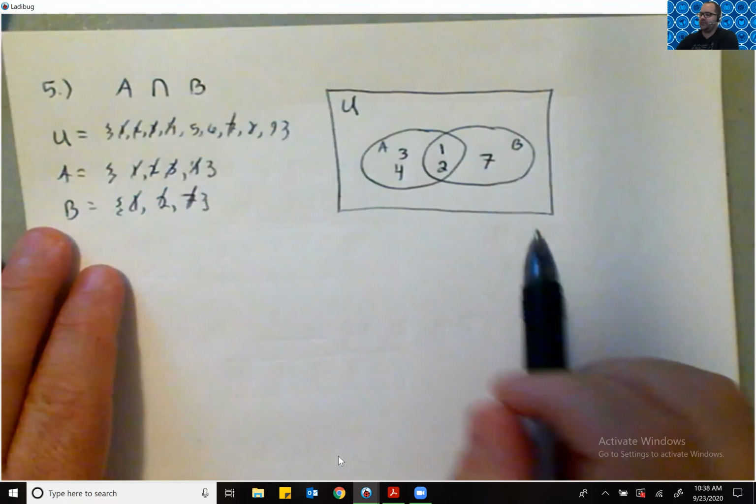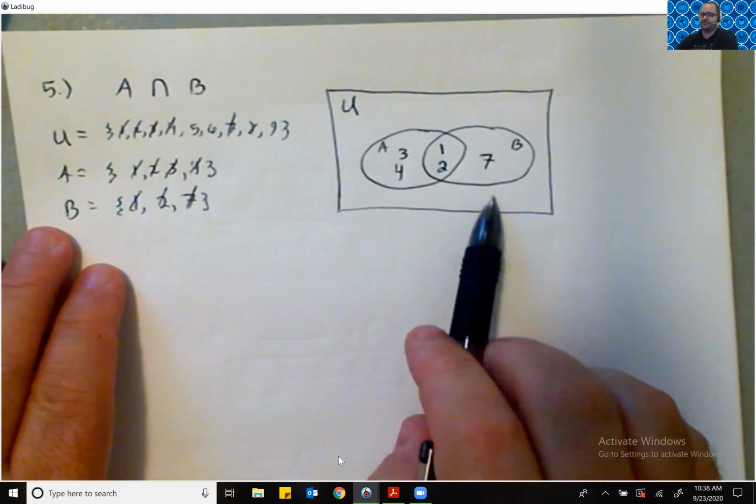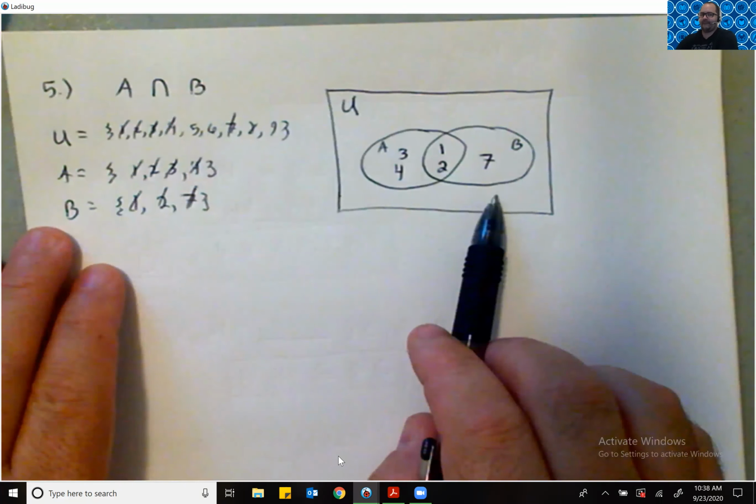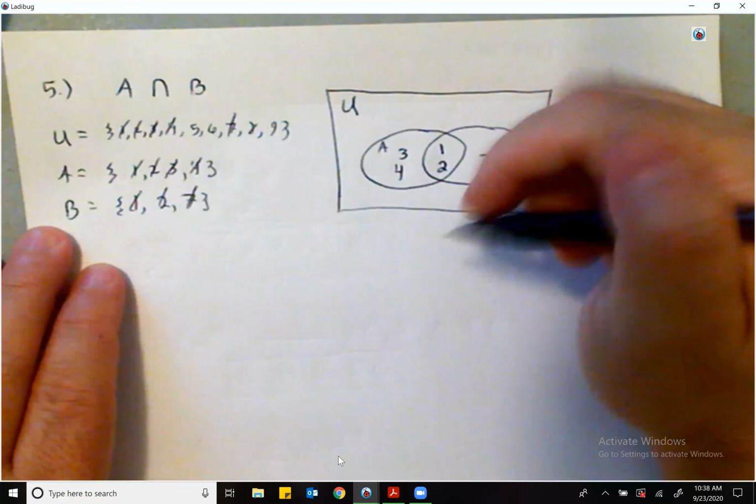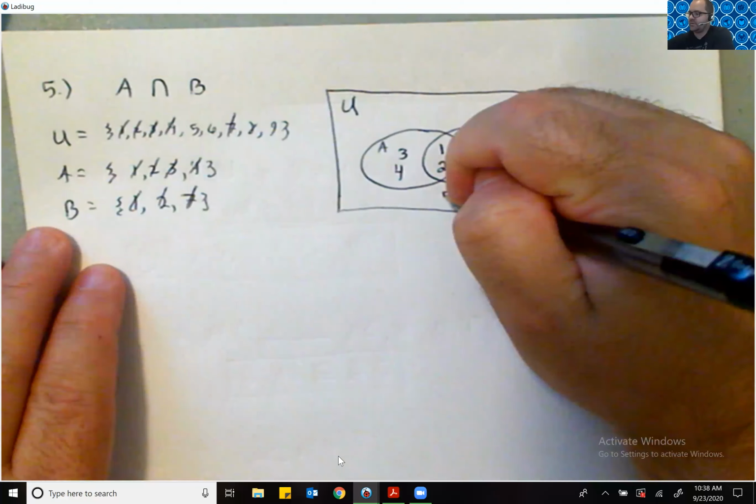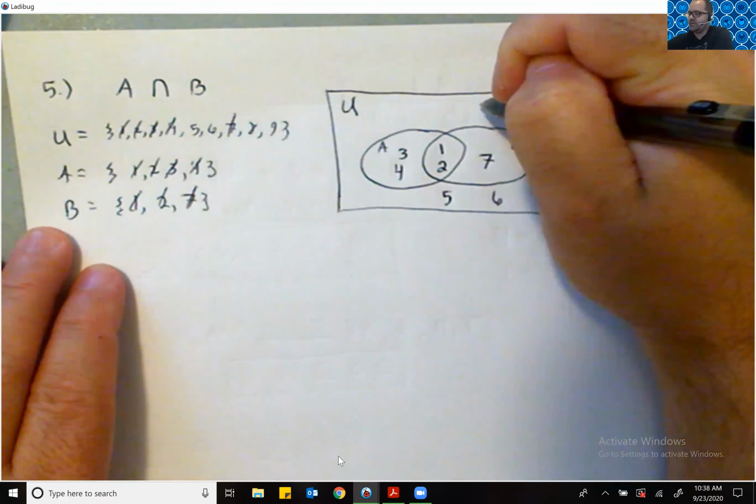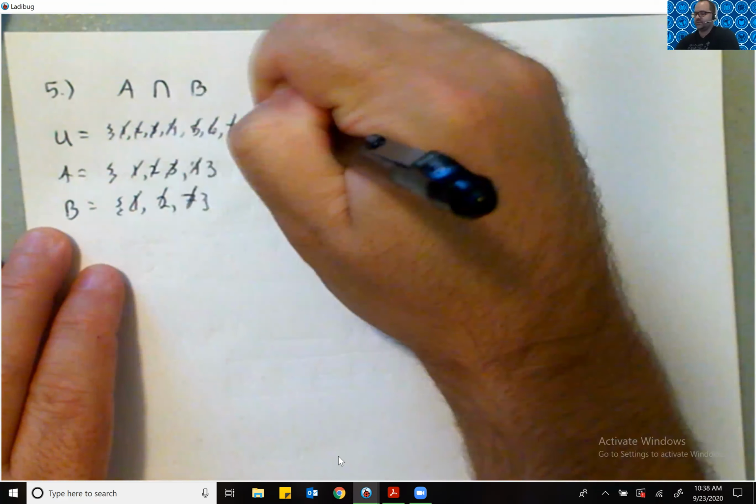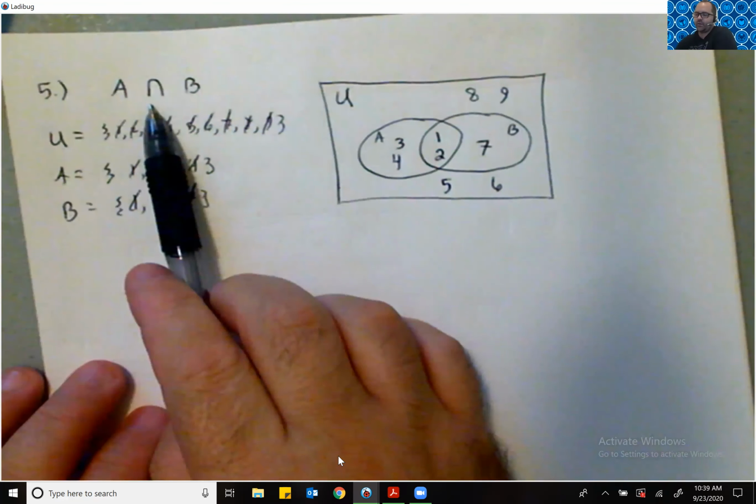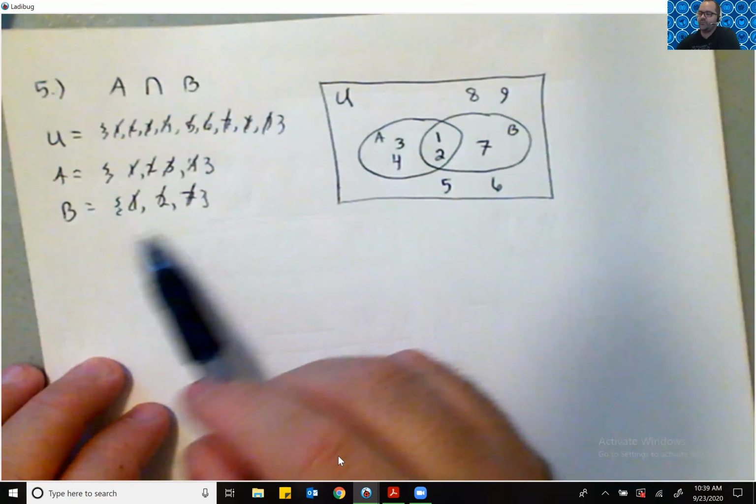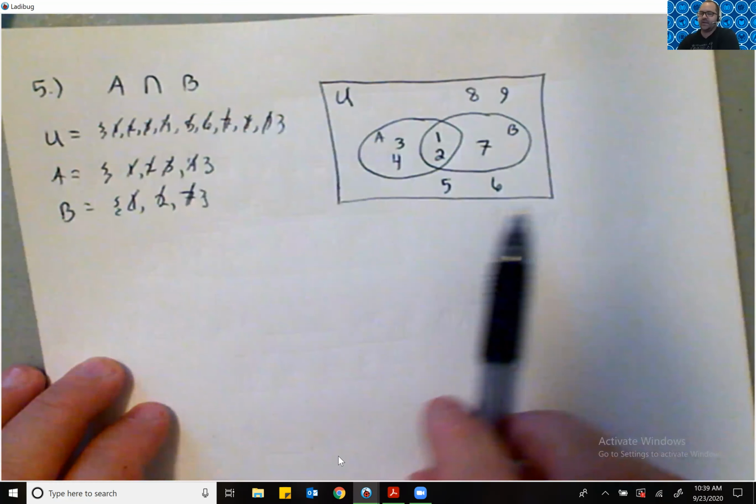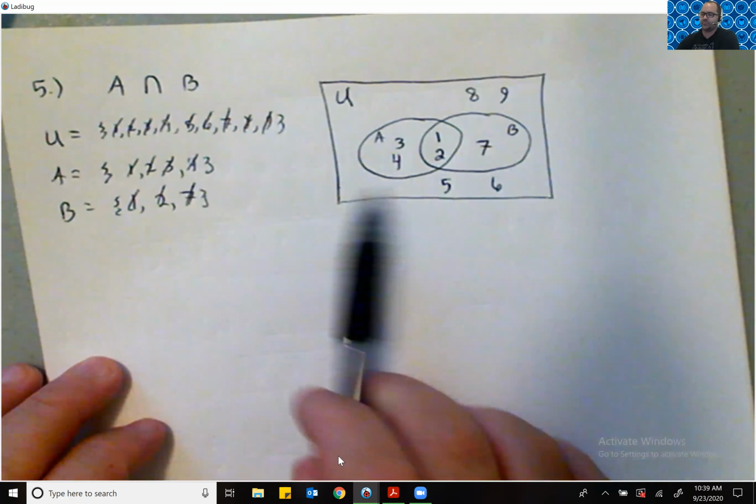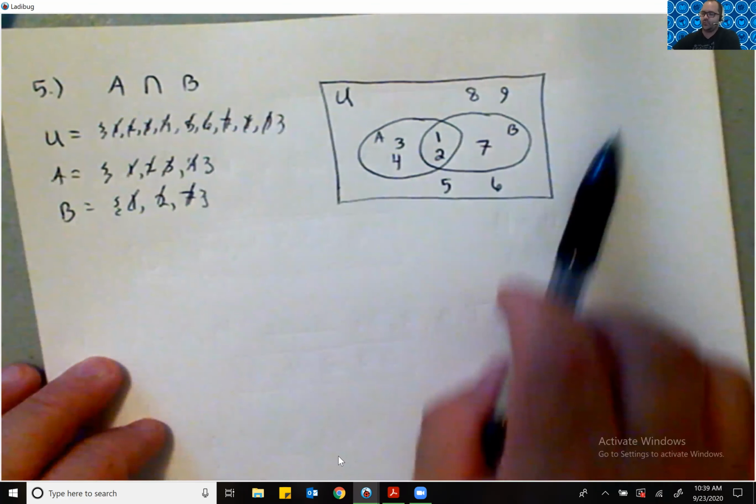Is there anybody in the universe? Well, yeah, there's 5, 6, 8, and 9. And now we can answer the question. Even though I know we could have answered it before, I like to review Venn diagrams because they get a lot more complicated, and I always like to approach it from a Venn diagram standpoint.